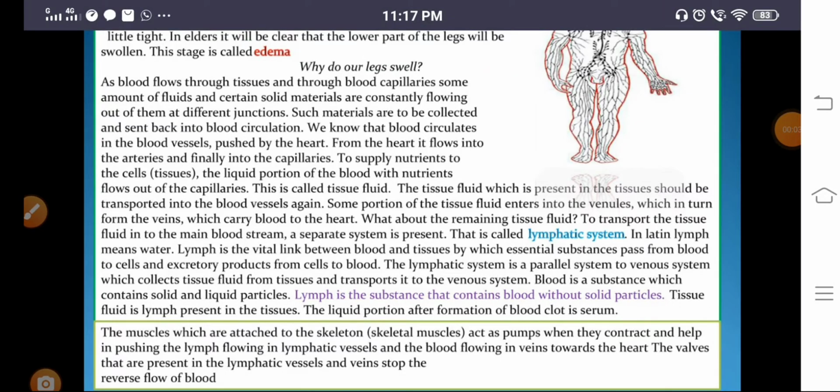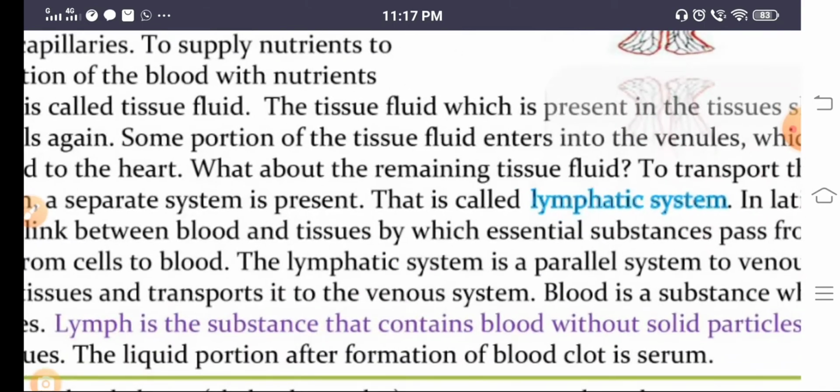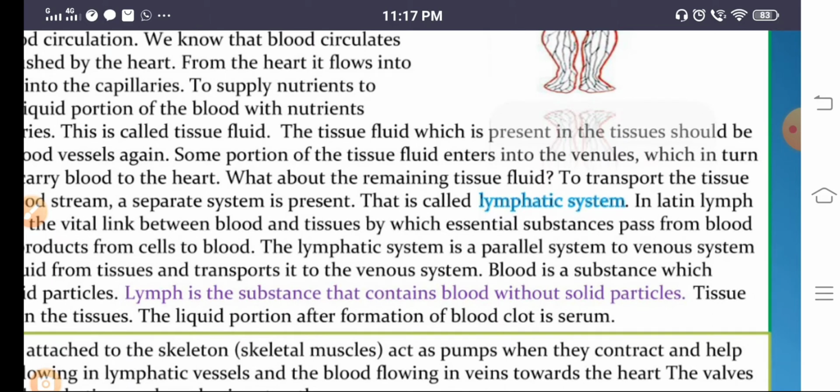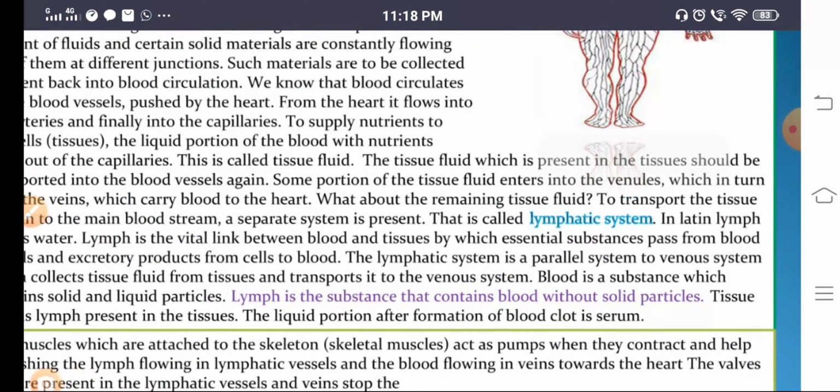What is the lymphatic system? What are the functions of the lymphatic system? Whatever tissue fluids remain in the blood vessels and do not reach the cells, this lymphatic system helps to carry the tissue fluid which contains nutrients to the cells. So it acts as a medium of transport between the mainstream and the cells. From the mainstream, this tissue fluid is carried to the cells by the lymphatic system.